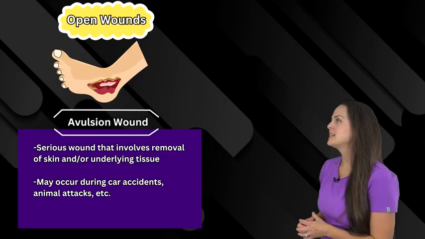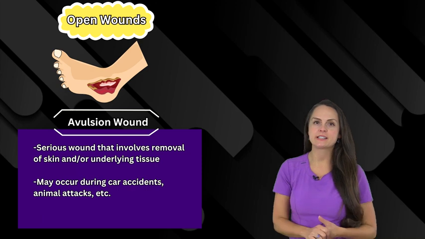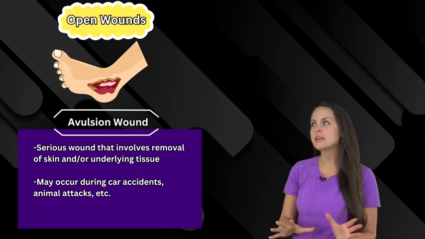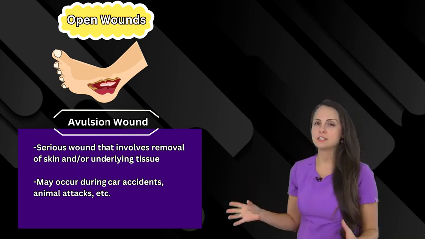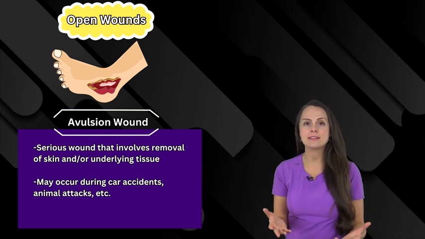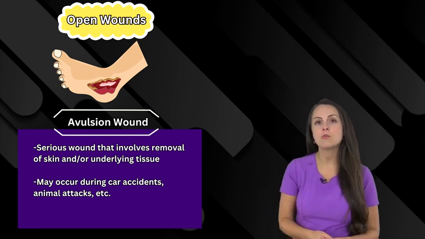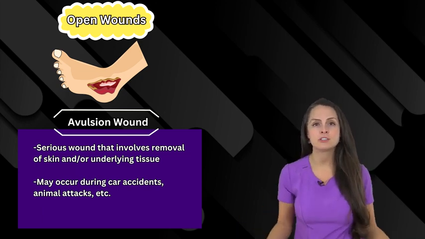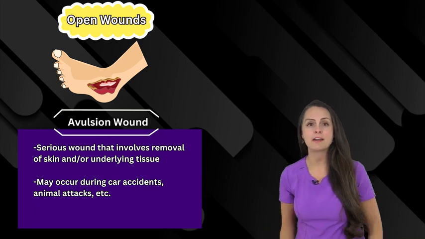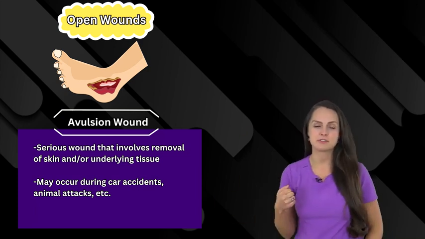Then there's avulsion. And this type of skin wound is pretty serious because we are actually removing our skin and its underlying tissue. Now this can happen in, let's say, a severe car accident or some type of animal attack. Imagine a bear in the woods coming after you and just ripping off some of your skin.